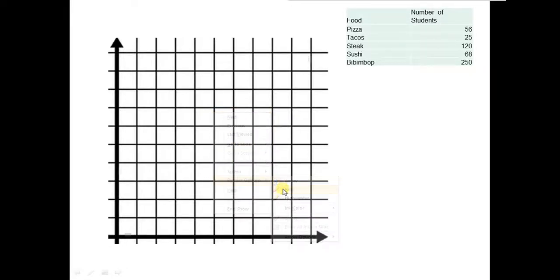Now we're going to go ahead and draw an example here. There we go, I have my pen out. Up top we have number of students, and this would be their favorite food. We have pizza, tacos, steak, sushi, and bibimbap. Most of you probably don't know what bibimbap is. It's a very common Korean food dish, and it's really good. It's one of my favorite foods, so that's why I made the results. So bibimbap is the most popular food item in our survey here.